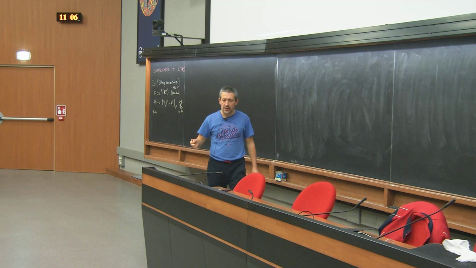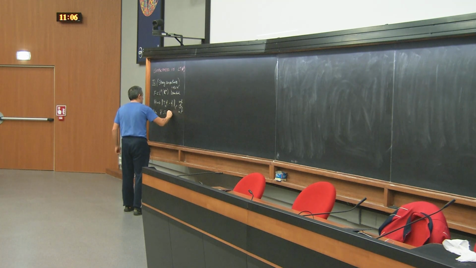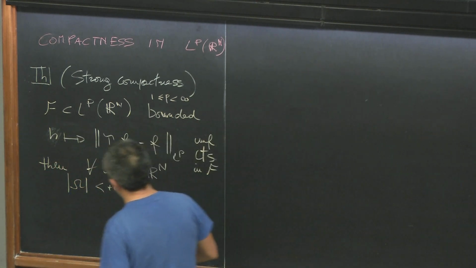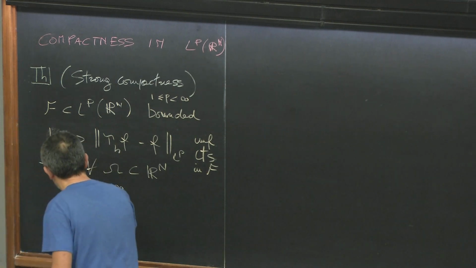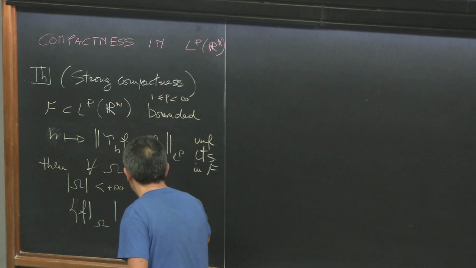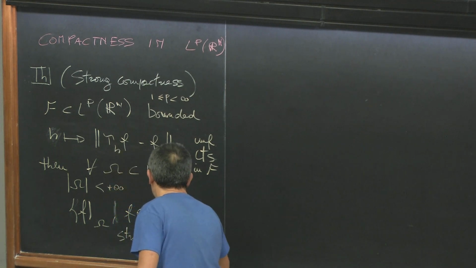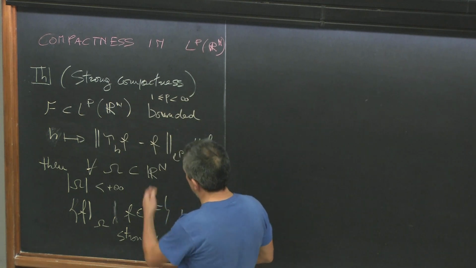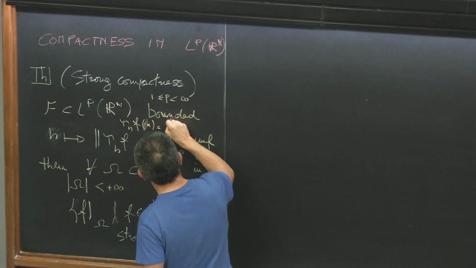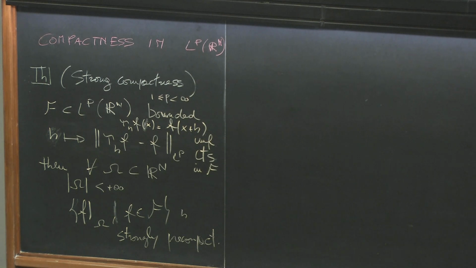Uniformly with respect to f in F. Then for all omega contained in R^n, with the measure of omega less than plus infinity, we deduce that the set of f restricted to omega, where f is in F, is strongly precompact. So its closure is compact. And this tau h is the translation operator, f minus h, depending on h. OK. So this was the theorem.